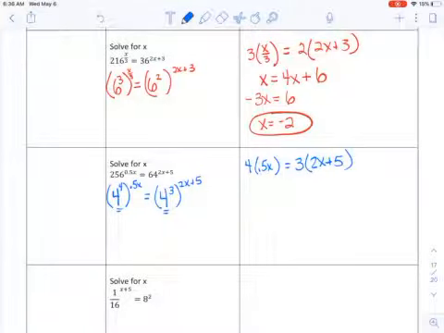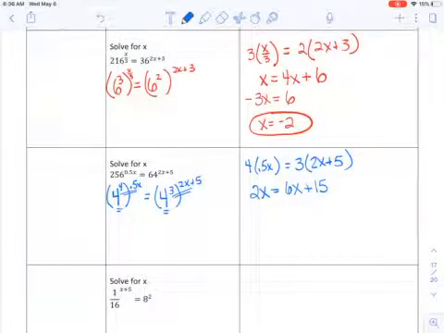Again, why am I multiplying these? I'm multiplying these because what's the shortcut? If you do a power to a power, the shortcut is to multiply them. So 4 times 0.5 is 2x on the left side. The right side is going to give me 6x plus 15.